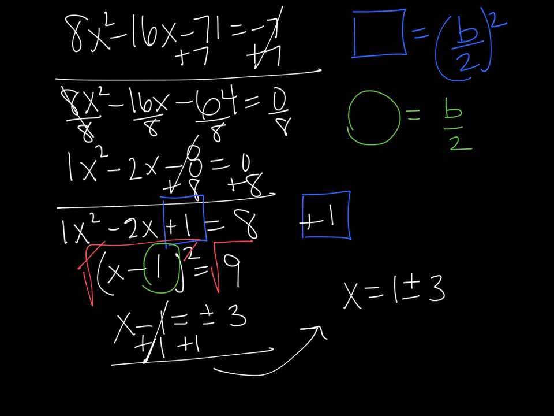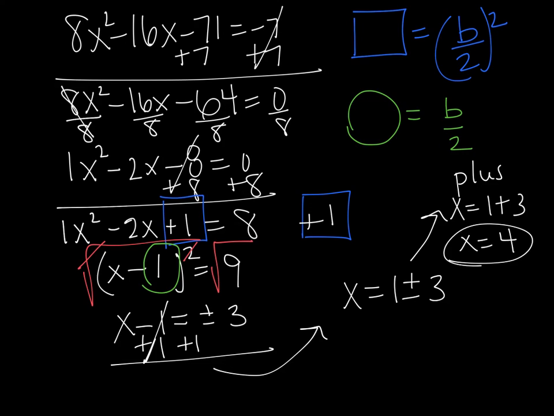Now you do your 2 cases. You're going to do the plus, which would be x equals 1 plus 3, which would give us x equals 4 for the final answer. Then you're going to do the minus, which is x equals 1 minus 3, which gives us x equals negative 2 for the final answer.